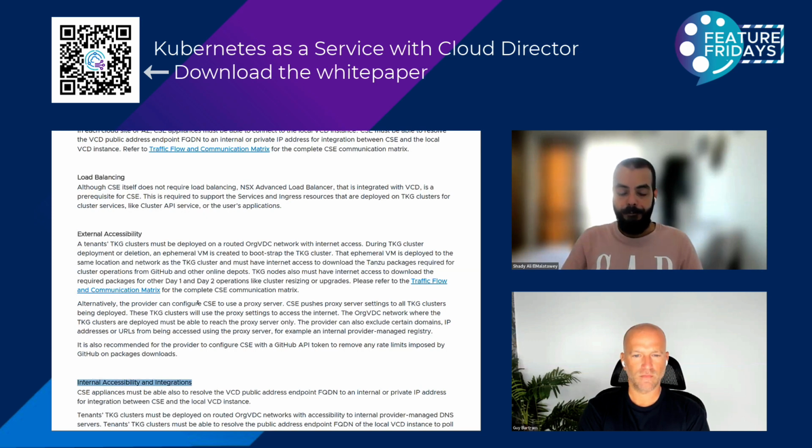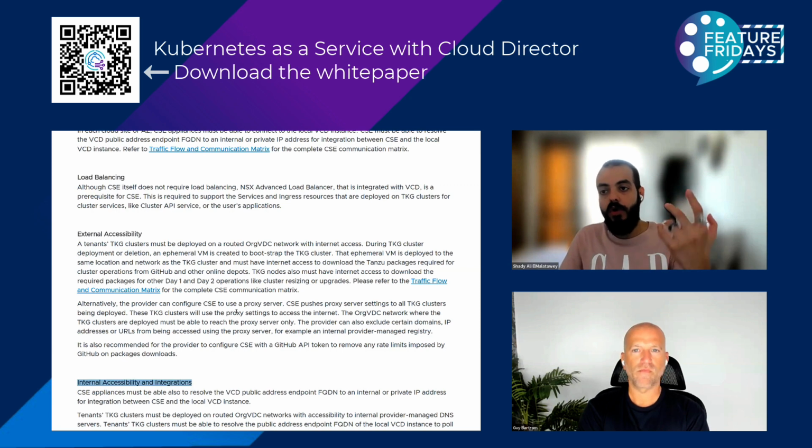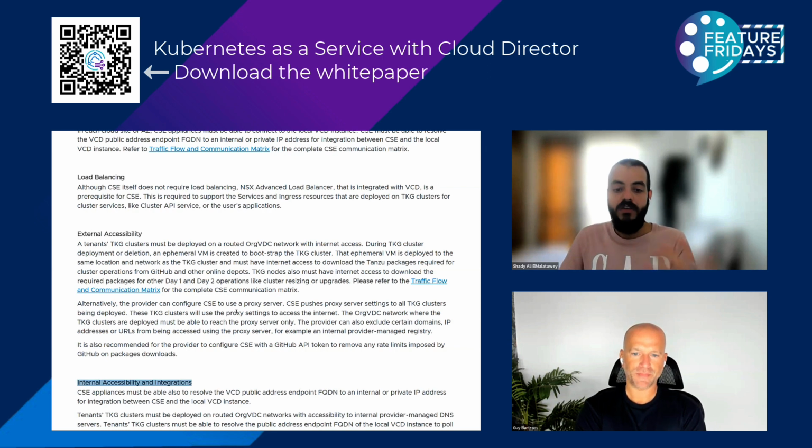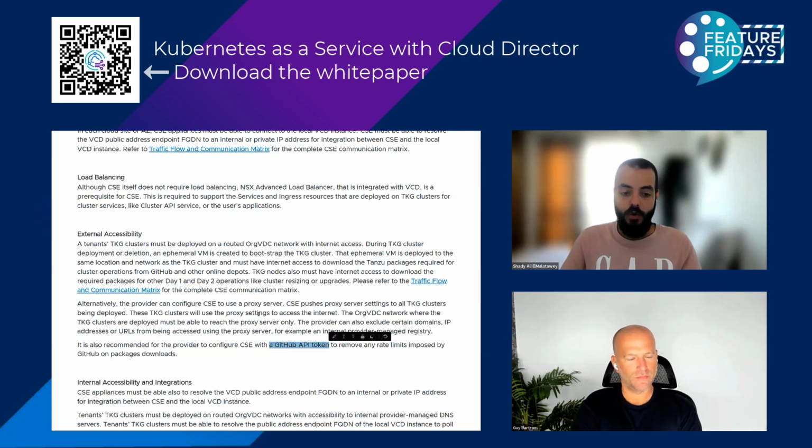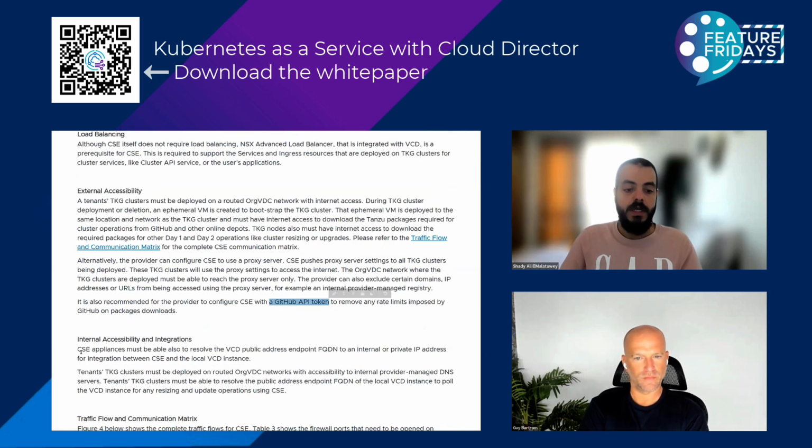Mainly these are around how CSE servers require internet access to the TKG cluster to pull all of the required binaries to have a fully self-managed cluster, and that we need a GitHub API token as well. And all of that is detailed in here.